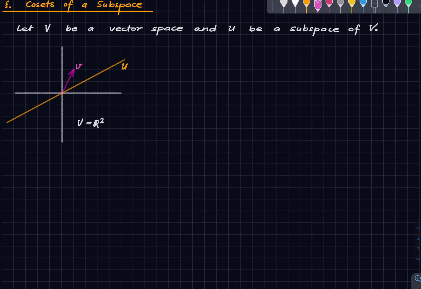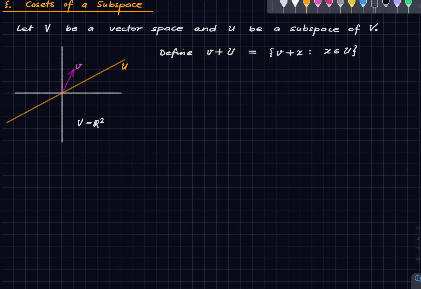So define, this is just a notation, v plus U as follows. This is just a notation and this is what it means. You pick a vector in U and add v to it. Pick another vector, add v to it. You do this for all the vectors in U. What you get, you name as little v plus capital U.